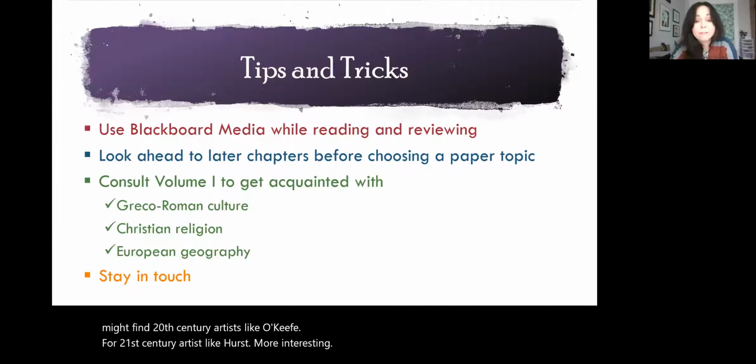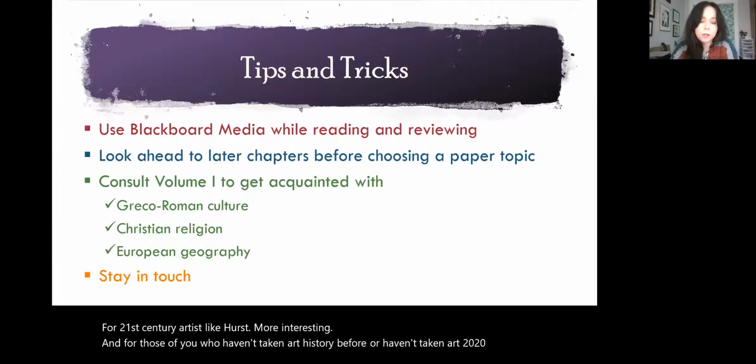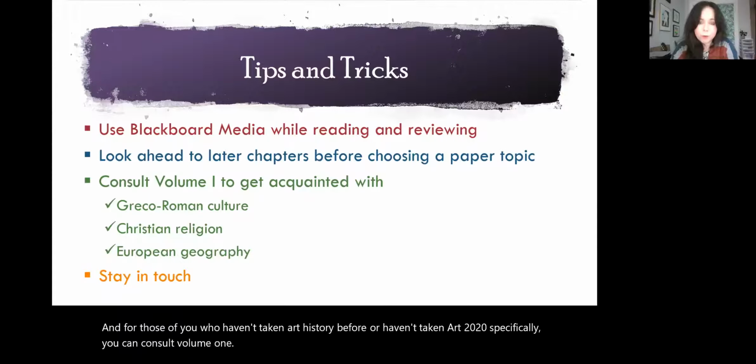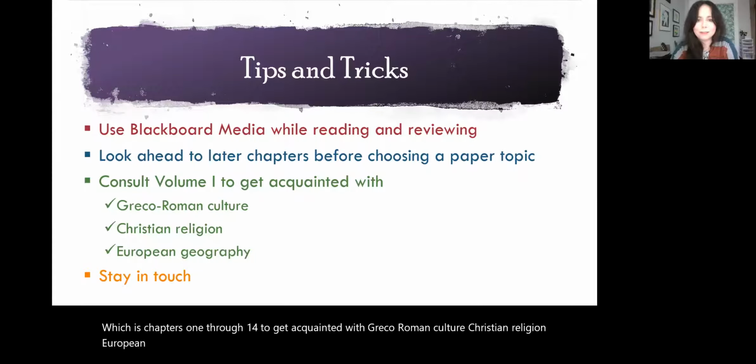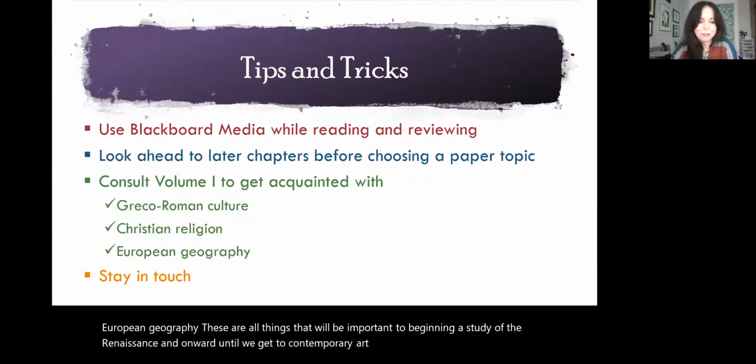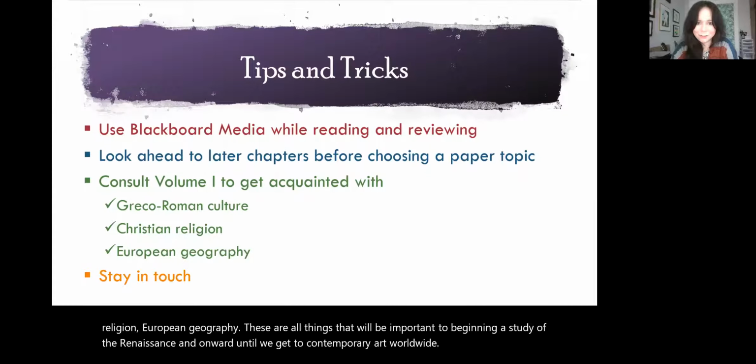And for those of you who haven't taken art history before, or haven't taken Art 2020 specifically, you can consult Volume 1, which is chapters 1 through 14, to get acquainted with Greco-Roman culture, Christian religion, European geography. These are all things that will be important to beginning a study of the Renaissance and onward until we get to contemporary art worldwide. And most importantly, stay in touch.